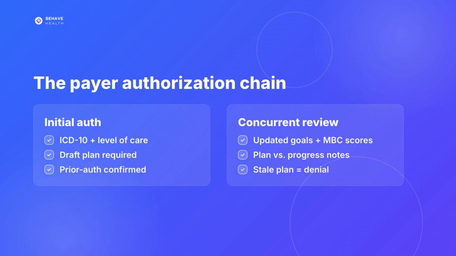A plan misaligned with the authorization chain causes denials. Before services start, the payer wants the diagnosis, level of care, and a draft plan. Gaps here trigger costly denials. At each checkpoint, the reviewer compares the plan to recent notes. Stale goals are the leading cause of denied continued stay requests.